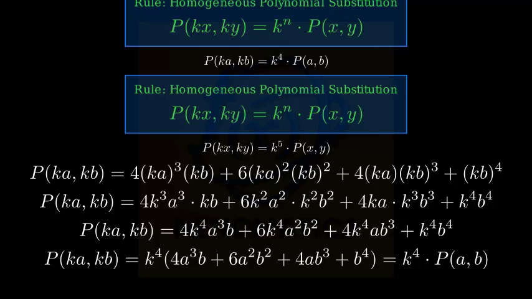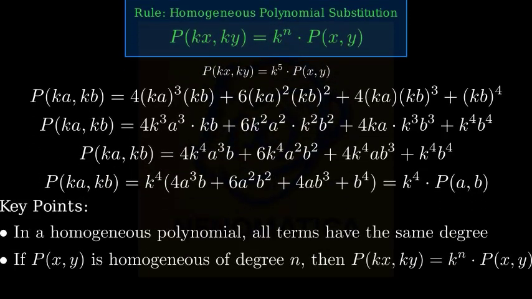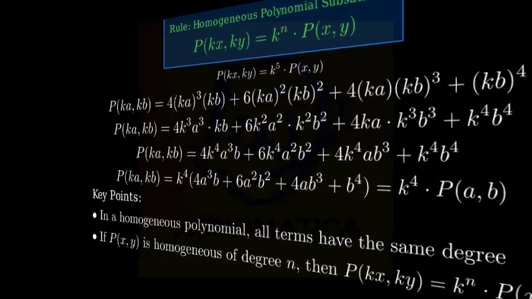In summary, a homogeneous polynomial is one where every term has the same degree. And when we replace each variable with that variable multiplied by a constant k, the entire polynomial gets multiplied by k raised to the power of the polynomial's degree. This is an important property that helps us identify and work with homogeneous polynomials in various mathematical applications.